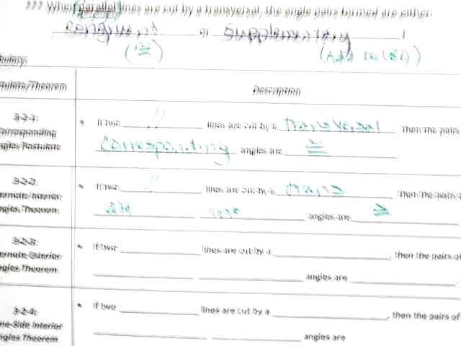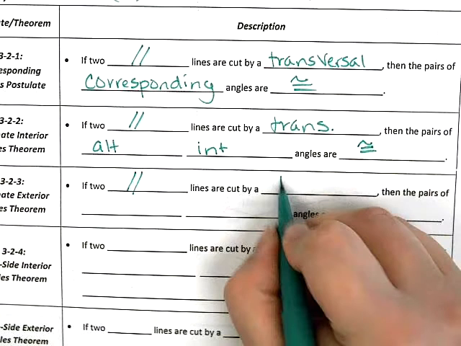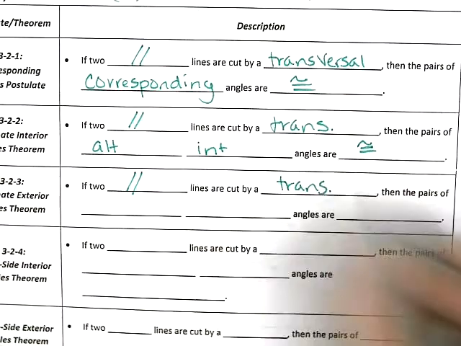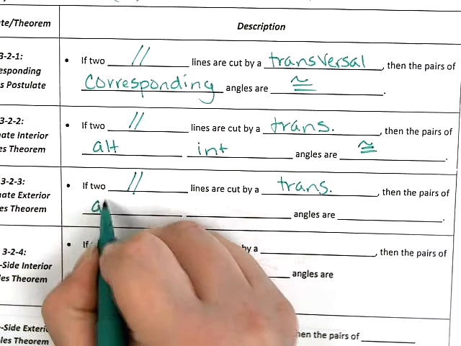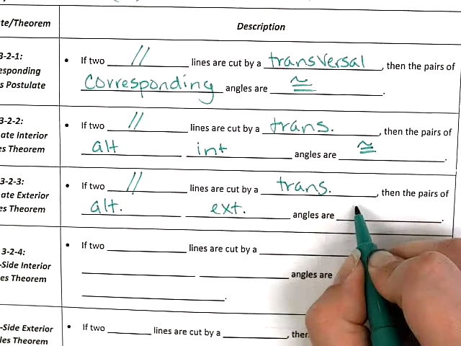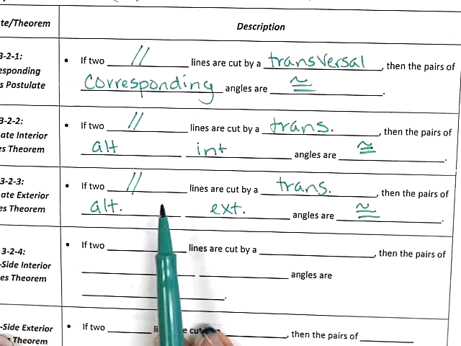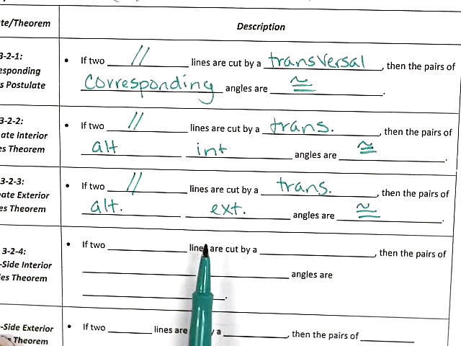If two parallel lines are cut by a transversal, then the pairs of alternate exterior angles are congruent. If you're going to use abbreviations, just make sure that you are careful and that they are clear what you mean, okay?